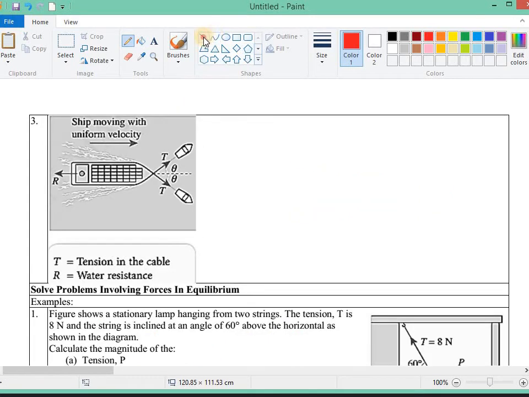Okay, this number 3. This R is the water resistance. We can put the water resistance here, R. And this one, tension, going up at an angle theta. You can put it like this here.